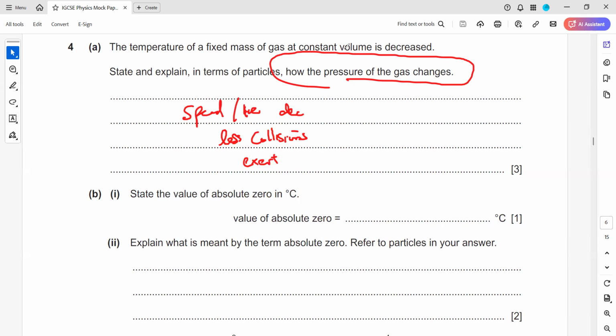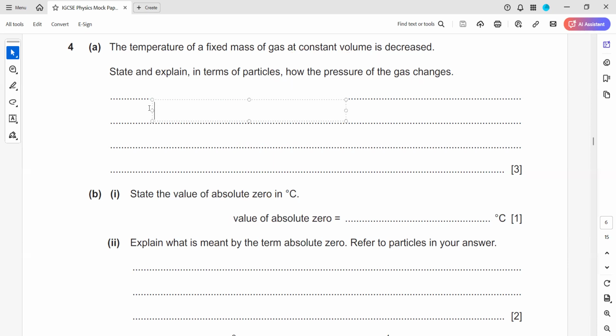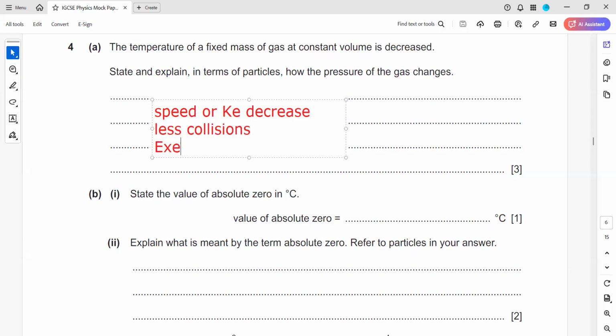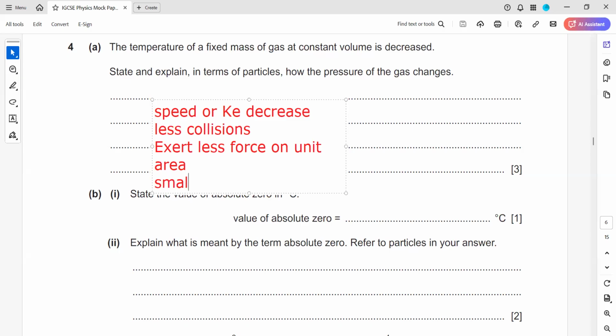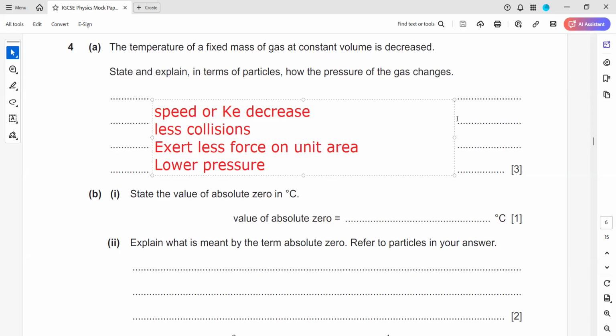So relate them: speed or kinetic energy decreases, temperature will decrease. As the temperature decreases, there are fewer collisions. Fewer collisions exert less force on unit area, or there will be a lower pressure. Pressure depends on two things. It depends on how hard the molecules hit and how many molecules are hitting. Both factors matter.